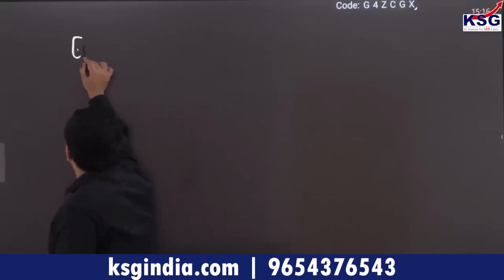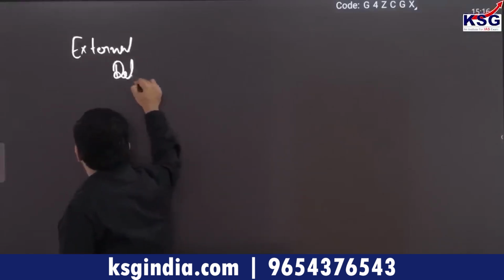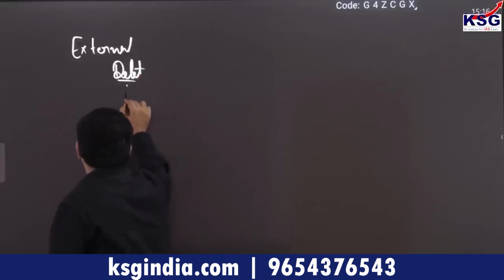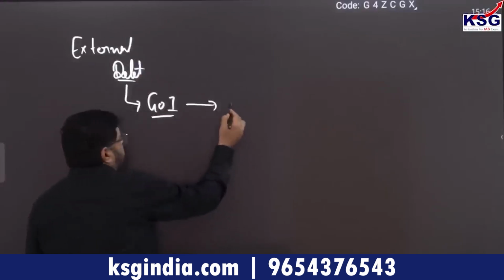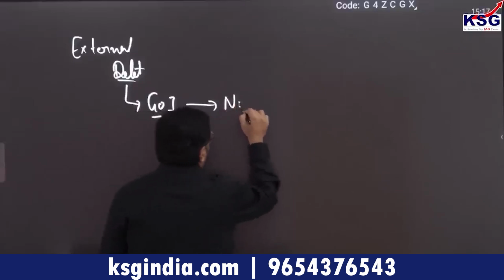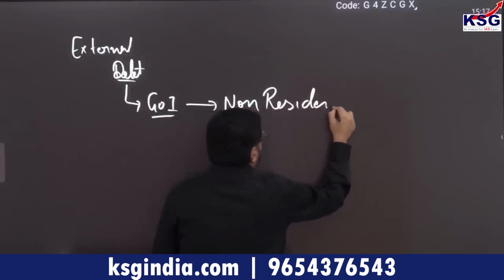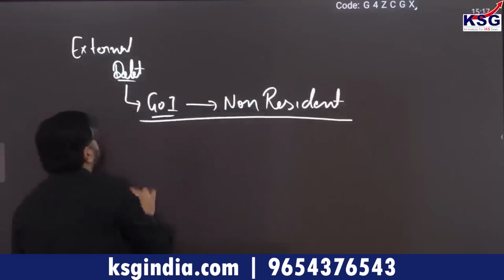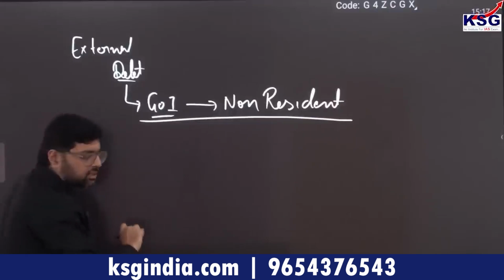Now if we see external debt, so if you have understood internal debt, external debt says that whatever past borrowing the Government of India has taken from outsiders, means outside the country, means from non-residents, this is a part of external debt. But here external debt includes other things.